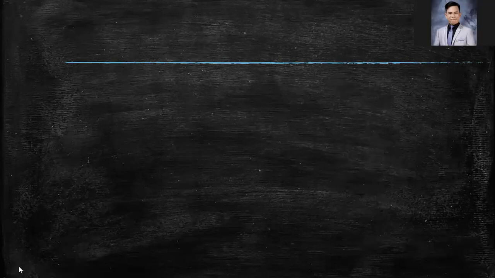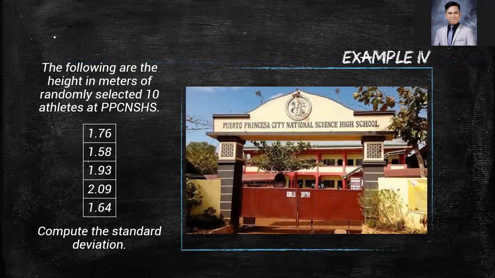Okay na naman papagawin ko ha. Don't worry, 5 lang to. The following are the heights in meters of randomly selected 5 athletes at PPCNSHS. So 1.76, 1.58, 1.93, 2.09, and 1.64. Compute the standard deviation.